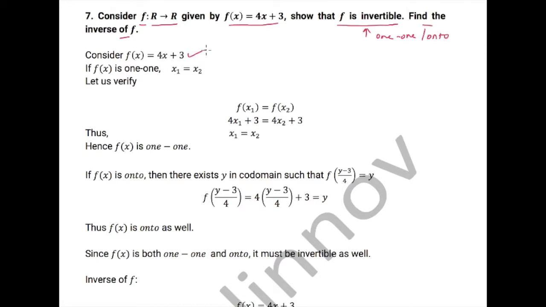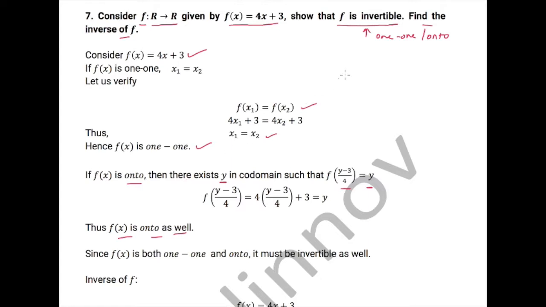So we have f of x equal to 4x plus 3, and let us go for the 1 to 1 check. f of x1 equal to f of x2, and it can be proven that x1 equal to x2. Hence f of x is 1 to 1. If f of x is onto, there exists y in codomain such that f of (y minus 3) by 4 equal to y. Thus f of x is onto as well.